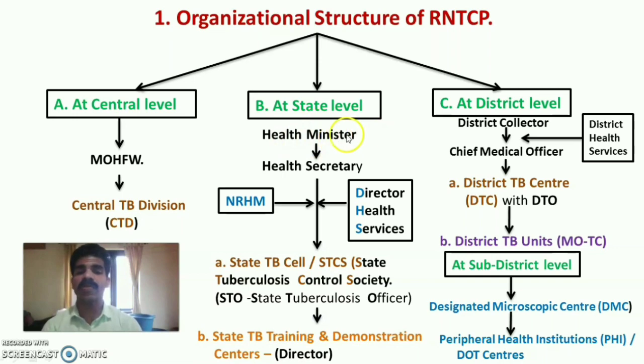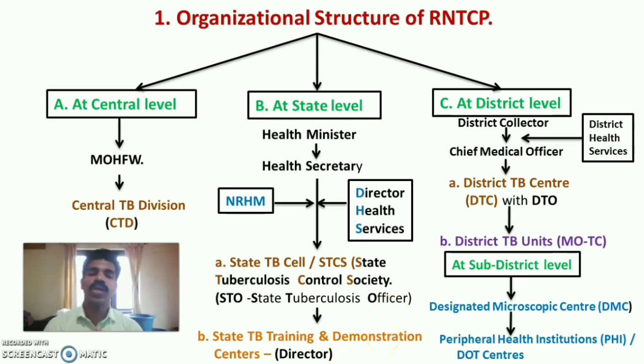Then at state level, under the supervision of the State Health Minister, State Health Secretary, and with the support of the Director of Health Services, and presently under NRHM, National Rural Health Mission from 2005 onwards, the Government of India supports the implementation of the RNTCP program by two different organization structures, such as State TB Cell or State Tuberculosis Control Society with the supervision of the STO, that is State Tuberculosis Officer, and another organization structure at state level, that is State TB Training and Demonstration Centers with the supervision of the Director of this particular organization.